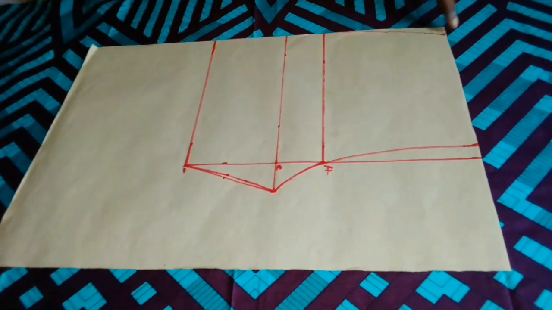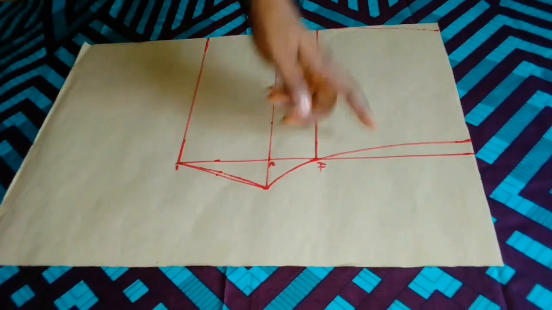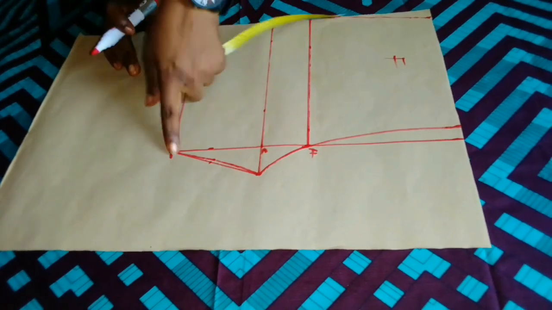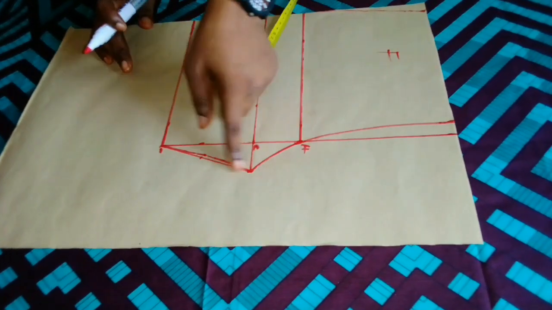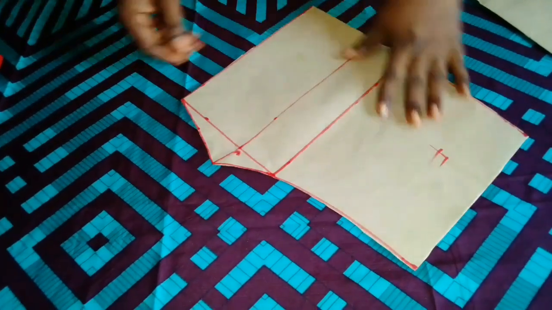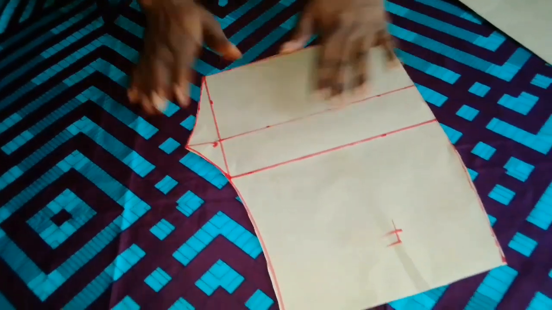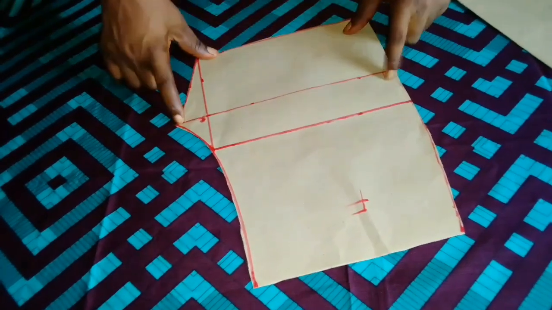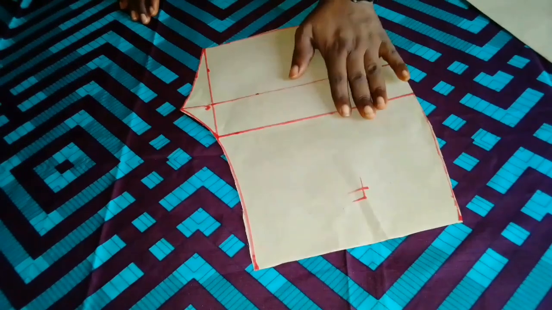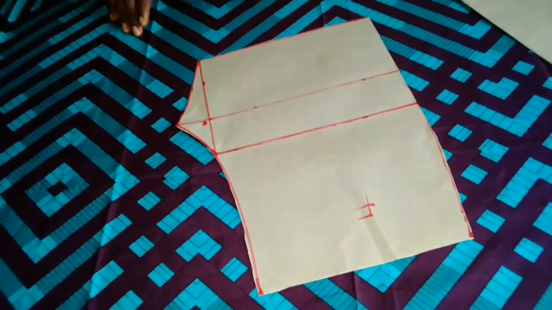So guys, this is it. I'll just cut it out. This is the front pattern. I'll just cut it out and I'll show you guys how it looks. So guys, this is the front pattern. This is how it looks. A very simple short to make. So the next thing to do now is to cut out the back pattern.